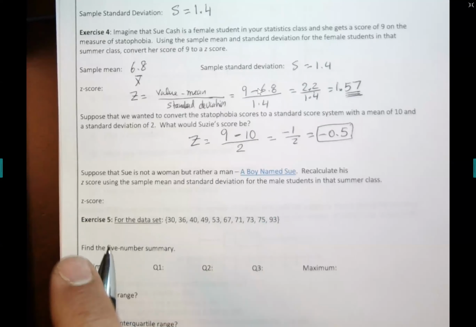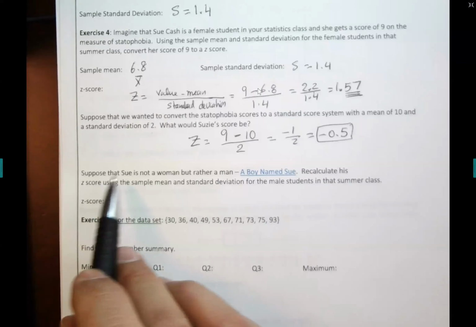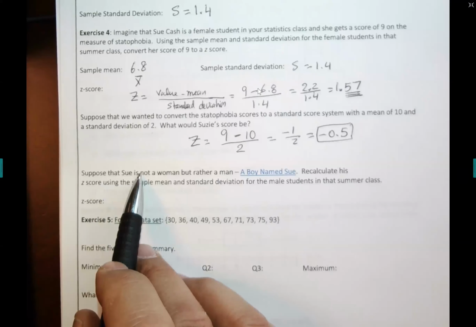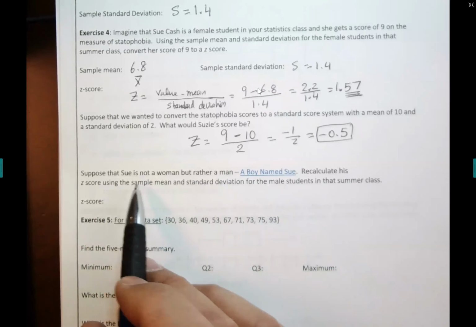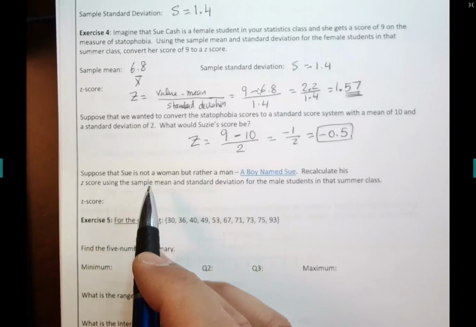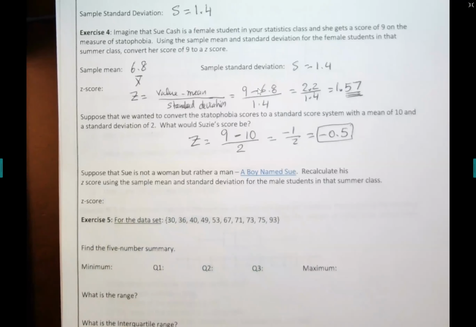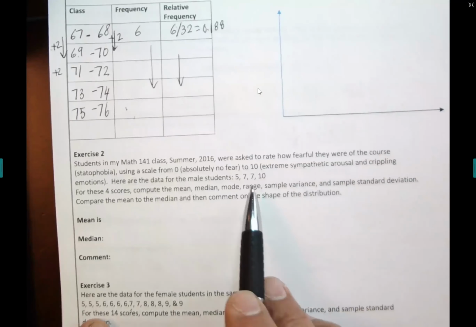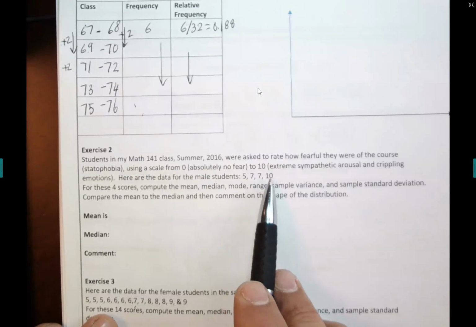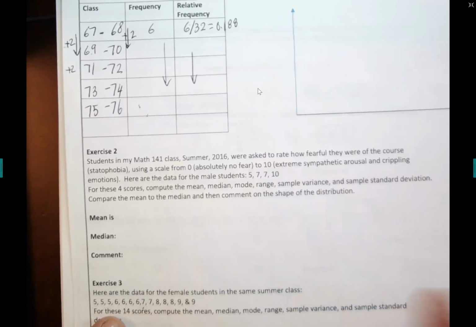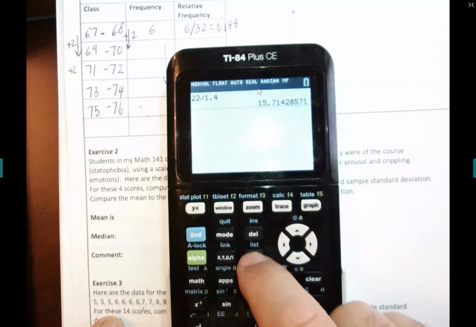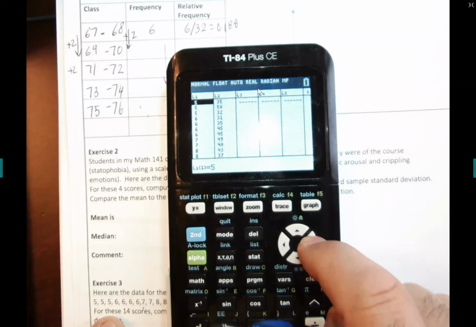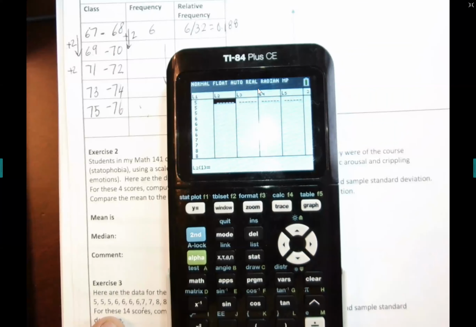Okay, now it's all about z-scores, guys. Suppose that Sue is not a woman, so it's not a part of the female group, but rather a man, a boy named Sue. Recalculate his z-score using the sample mean and standard deviation for the male students, which we did. Oh, we didn't do it here. This is the data from the male students: 5, 7, 7, 10. So let's do it. Let me put it into the calculator and find the standard deviation of this. Stat, edit. Okay, I'm gonna clear L2 and put 5, 7, 7, 10.